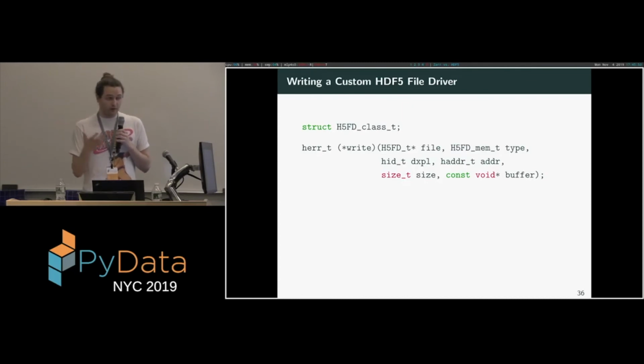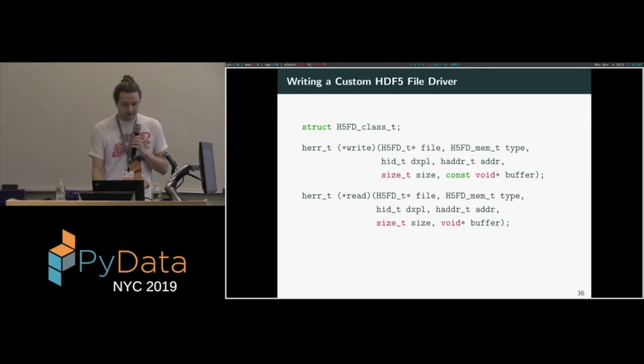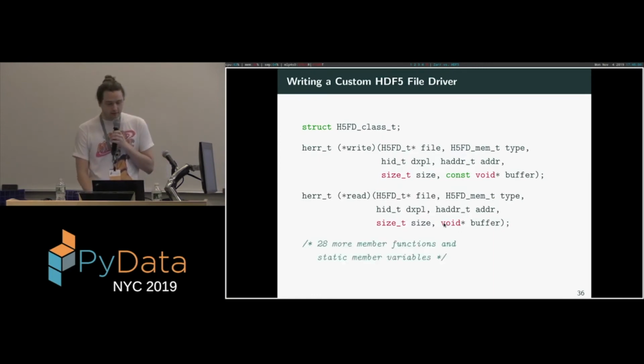And importantly, we don't know what these represent. All of this data is coming in after it's been compressed, or it's metadata, so it's not compressed, we don't really know. Read has the same API, except the buffer is not const, so we're going to write into it. And then we need to fill out 28 more functions. So the functions are things like flush, set EOA, set EOF, truncate, basically like memory allocator / file IO type operations.